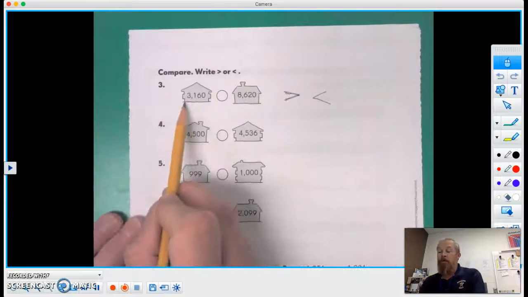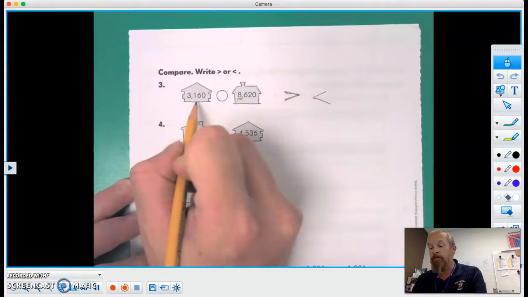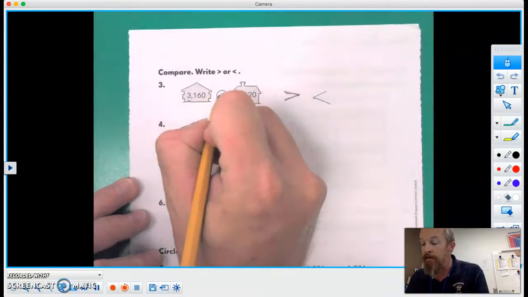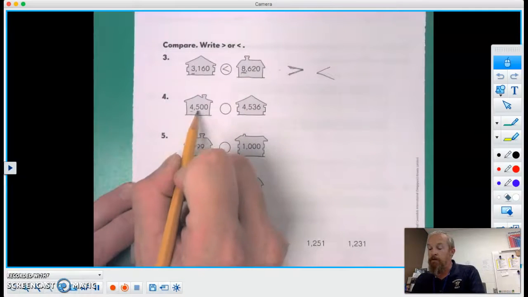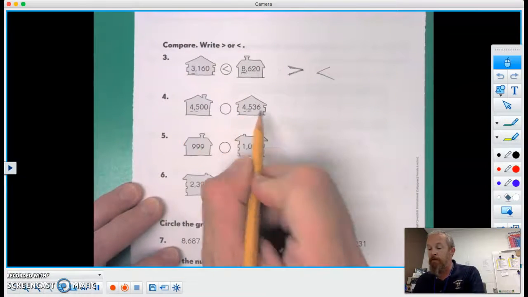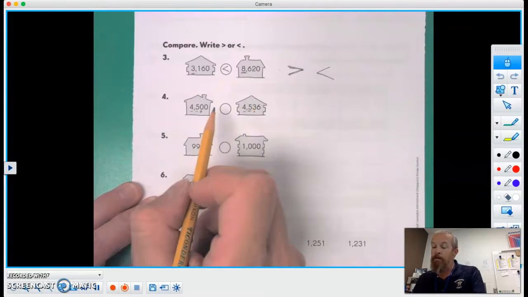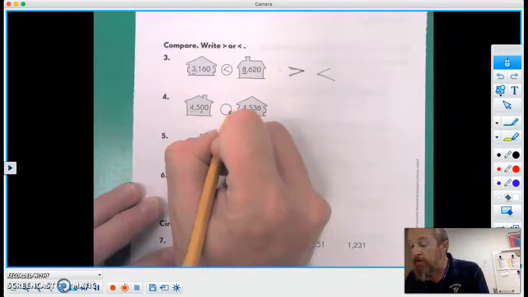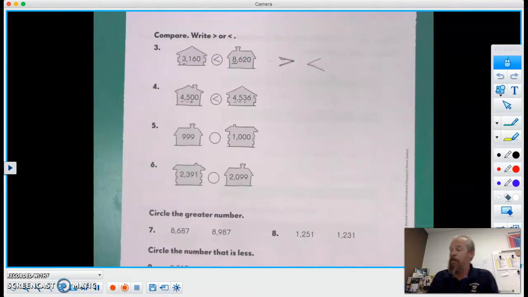So 3,160, 8,621. Well, the 8 is greater than the 3, the 3 is less than the 8. So 3,000 is less than 8,000. Now this one here, I see 4,500, 4,536. Here's a 0, here's a 3. So the tens column, 0 is less than 3. Okay, so 4,500 is less than 4,536.